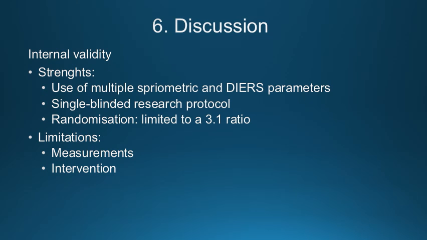The strengths of this study are the use of multiple spirometric and DIRS parameters and a single-blinded research protocol. The randomization was also limited to a 3:1 ratio due to safety and organizational measures. The overall negative results can be explained by the several limitations of this study concerning the measurements and the intervention protocol.